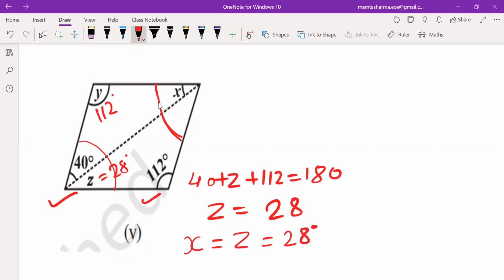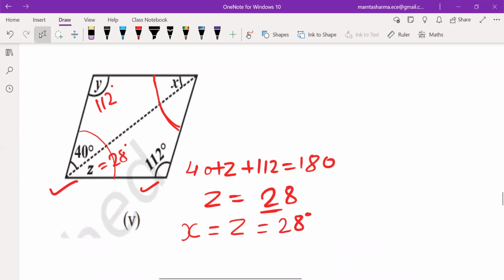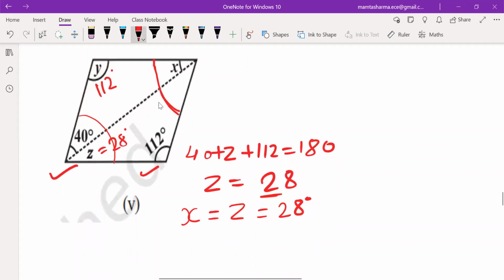And how did you get the Z? Is it clear? Ma'am, can we also do it in this way: 180 minus 112 is 68, and the angle beside X is also 40. So 68 minus 40 is 28. So X is 28, Z is also 28. Yes, you can do it any way. There are 2-3 methods. You can apply whichever is easier for you.